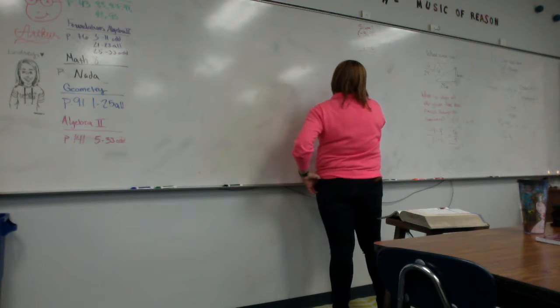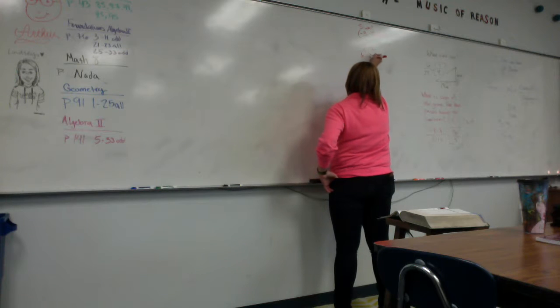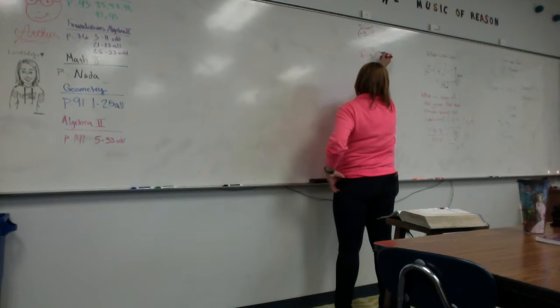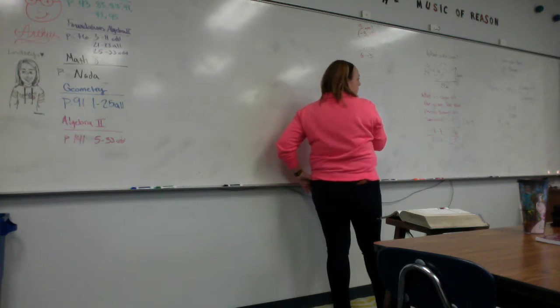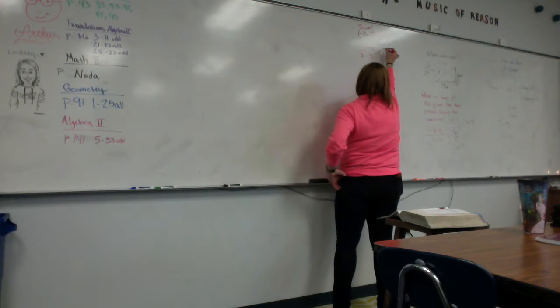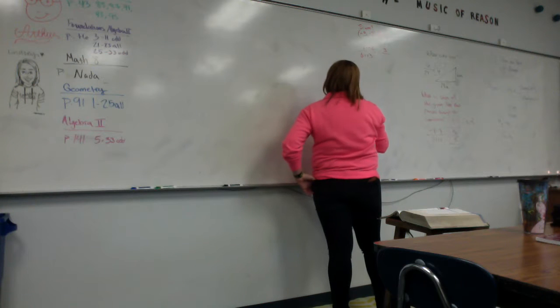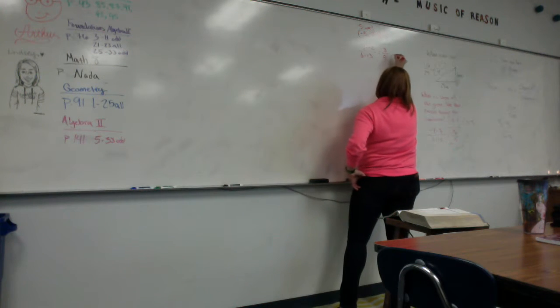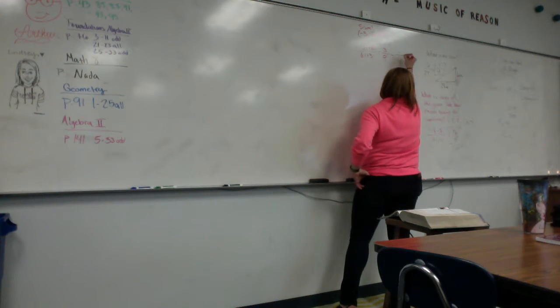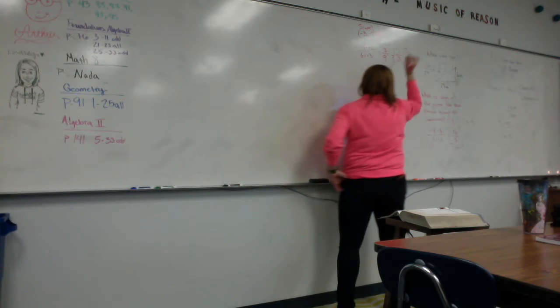Over what? 6 minus -3. Okay, what do I have here? What is 1 minus -2? Ding, ding. 3. And 6 minus -3, ding, ding. What is that? 9. What is 3/9? 1/3. My slope is 1/3. Okay.